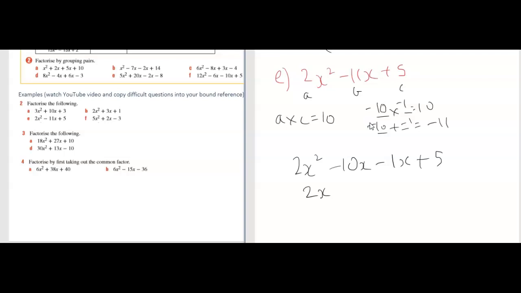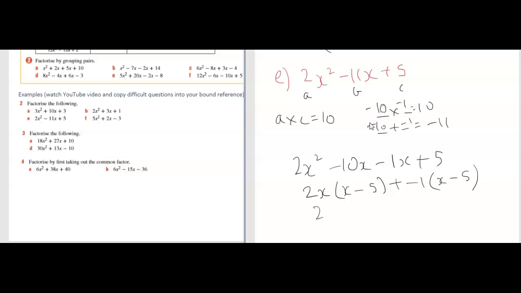So first two terms, a common factor is 2x. So I'm left with x minus 5. And then for the next two terms, my common factor is just going to be 1. Oops, I'm going to change that to a negative 1. So now I've got x minus 5. Okay, so I took out negative 1 as a common factor. So my terms within the bracket, they're the same. Okay, so you can do that if you need to.